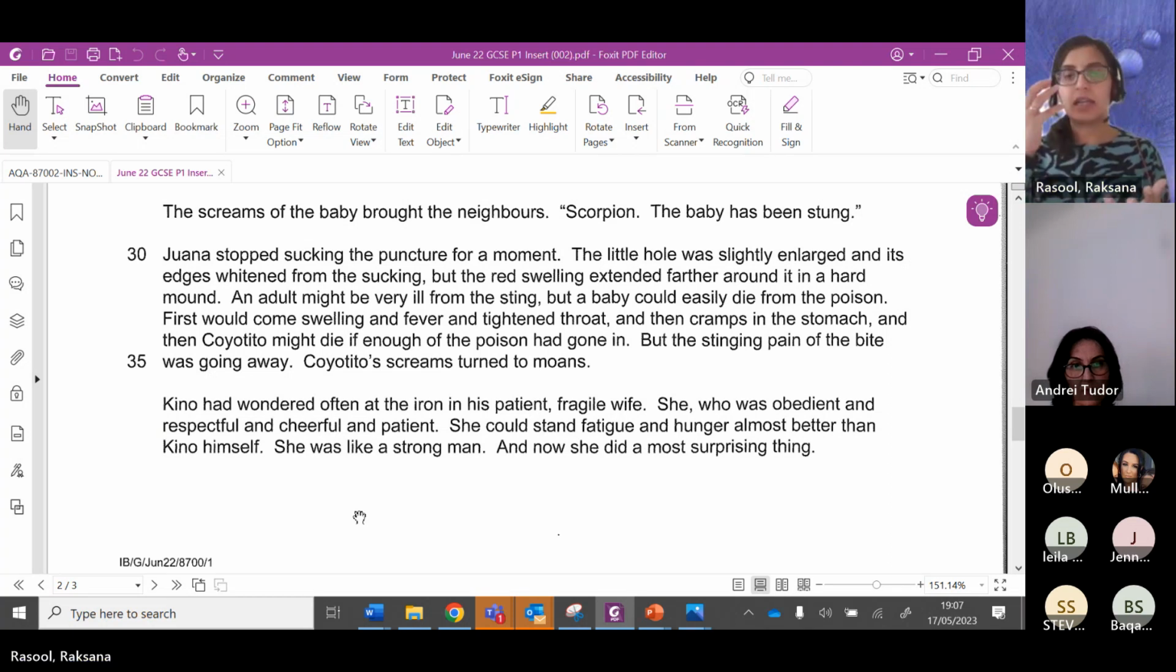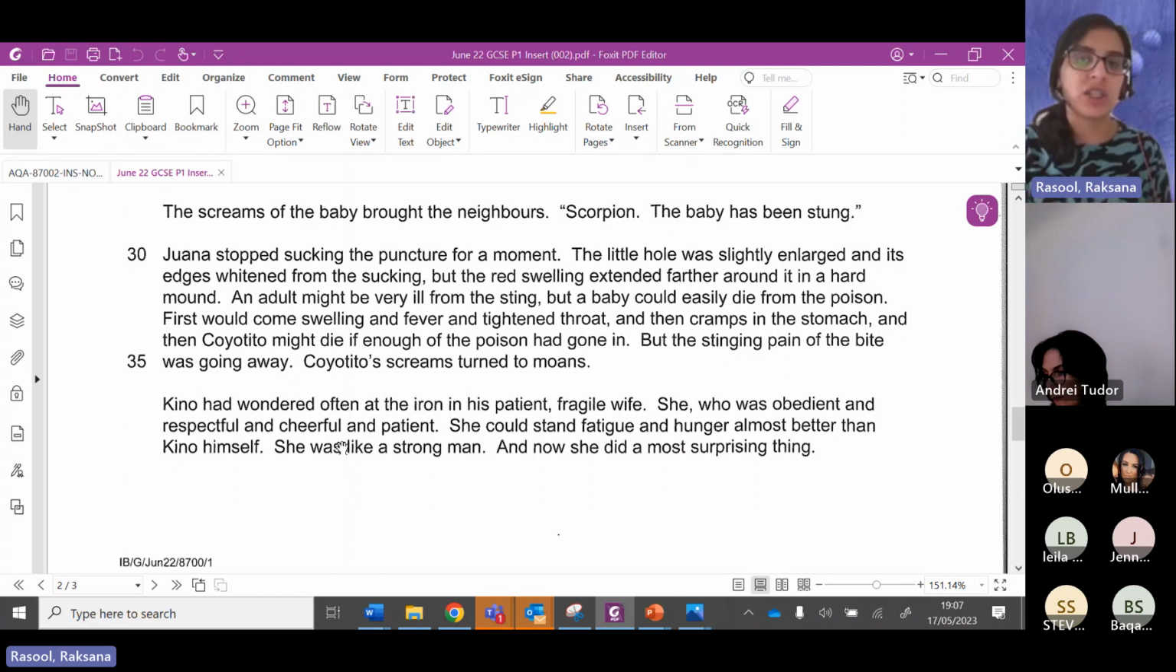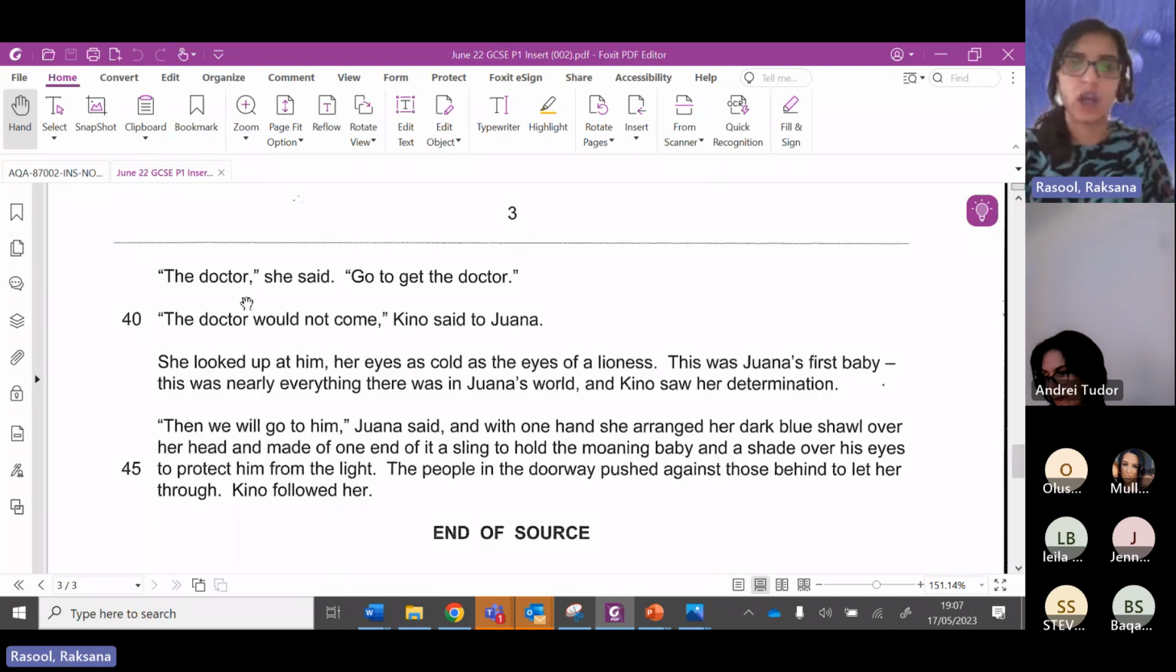And what the writer does is show she's got a range of personalities within her. She's got a range of strength. She's a good wife because she's obedient, respectful, cheerful, patient, and fragile. All the characteristics of a woman, but equally she's got iron within her and she can stand fatigue and hunger. She was like a strong man. You can mention that simile. Okay, so yes, she is the stronger of the two at this point, and she instigates the dialogue.